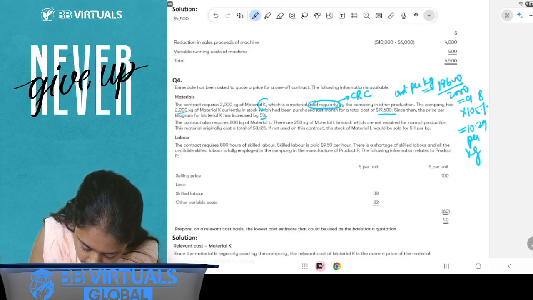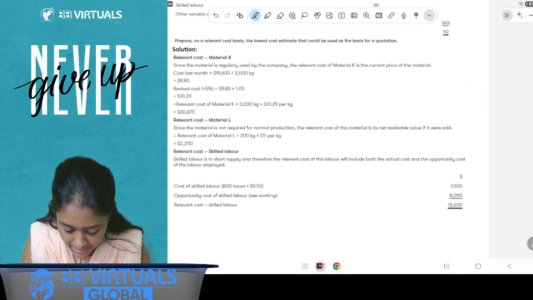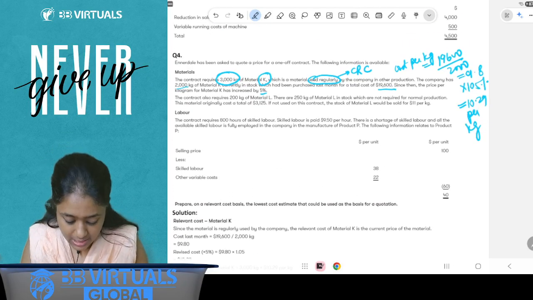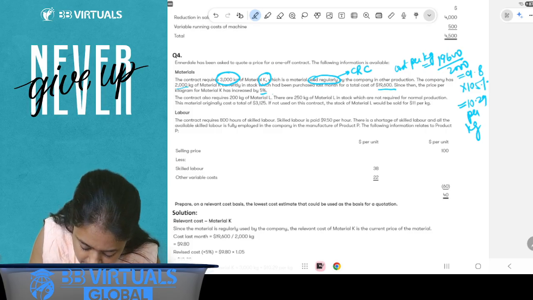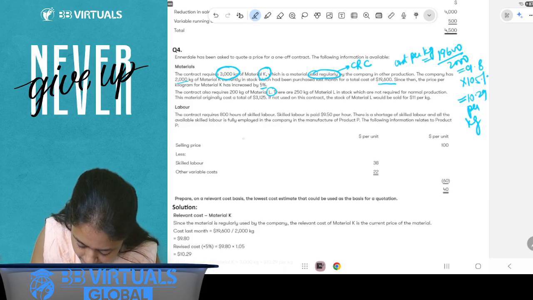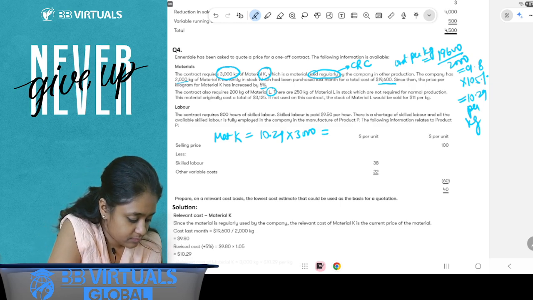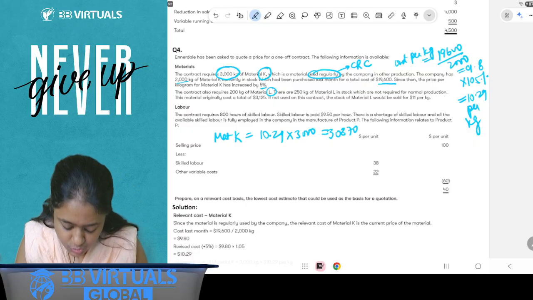So material K will be 3000 multiplied by 10.29. Let's have this verification. So which is correct. Okay, now let's do the next one. There is one more material L. So here if I prepare the sheet, material K cost price will be 10.29 multiplied by 3000, which is going to be 30,870.